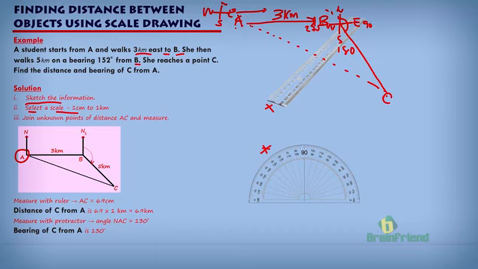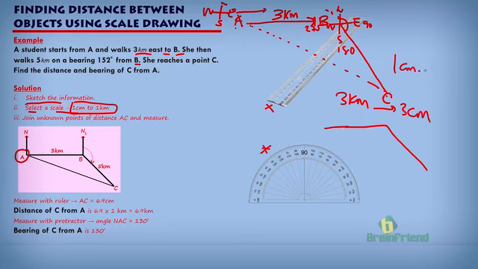Scale. We have 3 kilometers, but we know that we can't use kilometers on our paper. So what do we do? We say let 1 centimeter represent 1 kilometer. So instead of saying 3 kilometers, what we actually will measure physically with the ruler is what? 3 centimeters. Because 1 centimeter in our scale is representing 1 kilometer. We have chosen this scale to make it easy for us.